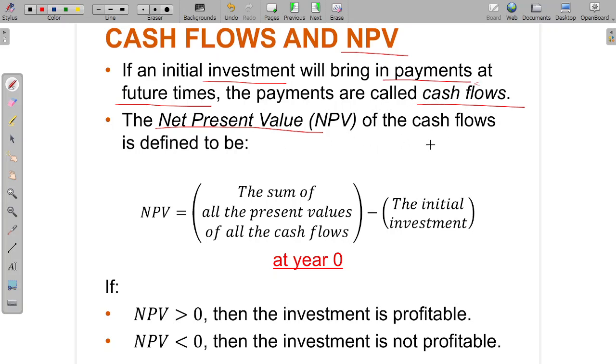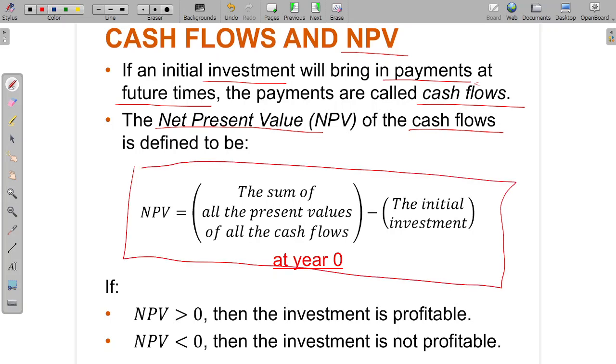Now, we can calculate what we call the net present value of those cash flows, which is defined by this formula. So we want to know if that investment is profitable or not profitable. We have this formula for net present value: the sum of all present values of all cash flows minus the initial investment. So we take the present value. Don't forget the word present value. We did this in the previous lesson videos.